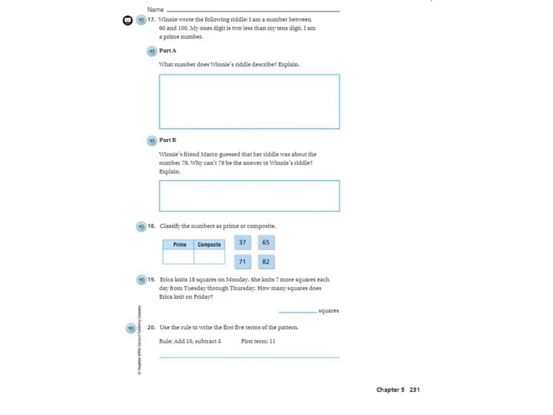So Winnie wrote the following riddle. I am a number between 60 and 100. Now, my ones digit is 2 less than my tens digit. And I'm a prime number. Okay, so we've got a few things that we're working with here. Between 60 and 100, my ones digit is 2 less than my tens digit. For those that are dabbling in a little bit of algebra, if I have my ones and my tens and my hundreds, it probably looks something like this.